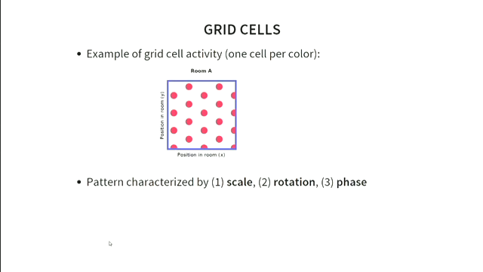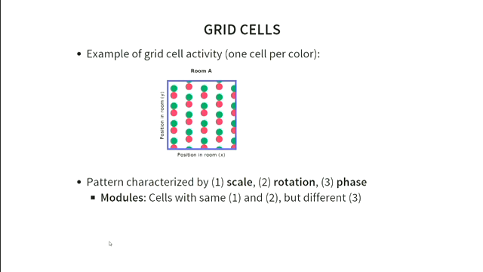So if you record from multiple grid cells at the same time, we see that these parameters are not independent between grid cells. Several grid cells will share the same scale and rotation of the patterns, but they will have different phases. So in this example here now, we see that we have a red, a green, and a yellow grid cell. They all have the same scale and rotation in their grid patterns, but they have different phases.